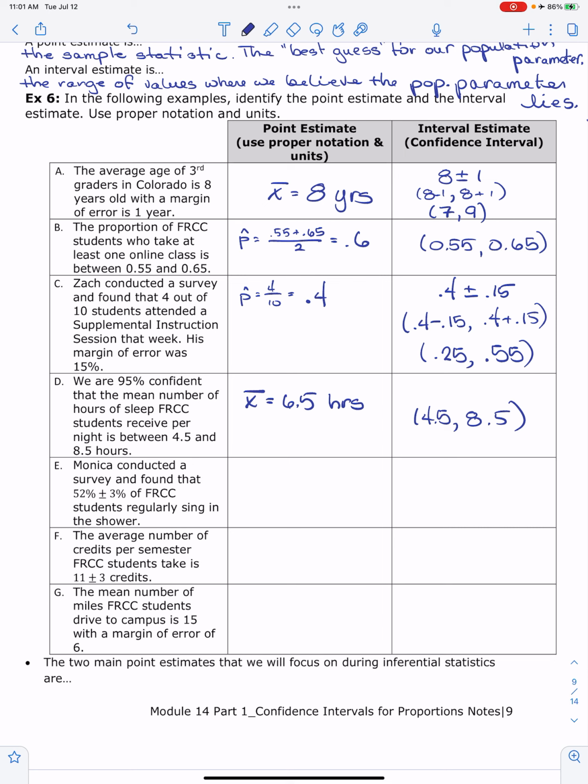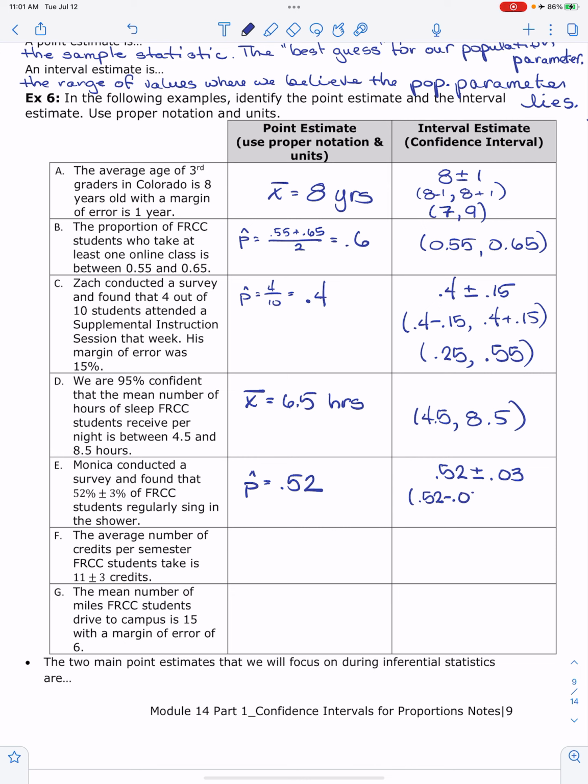So E, Monica conducted a survey and found that 52% plus or minus 3% of FRCC students regularly sing in the shower. Here we have got a sample proportion, 52%. To find our confidence interval, we are using that 0.03 margin of error. So my lower bound, the number below everything, is 0.49. My upper bound is 0.55.